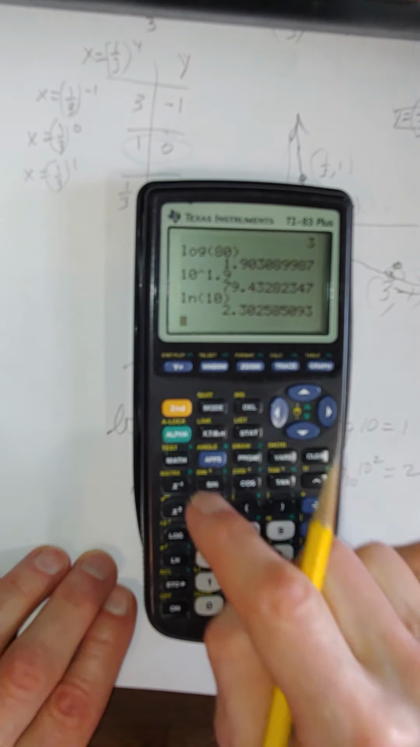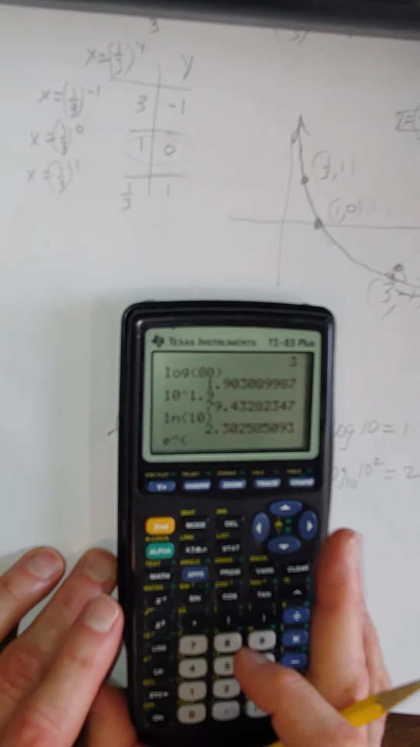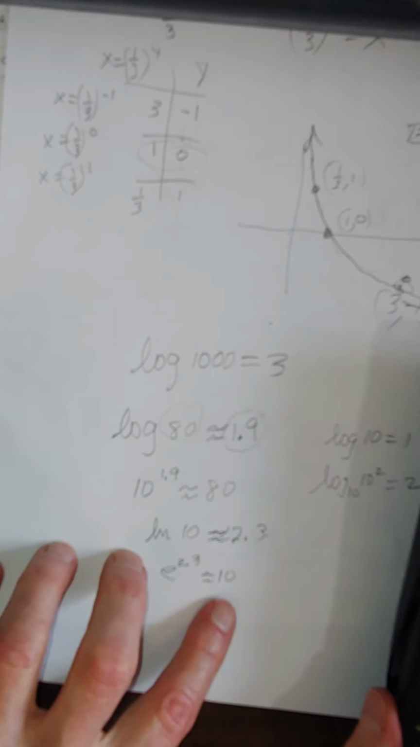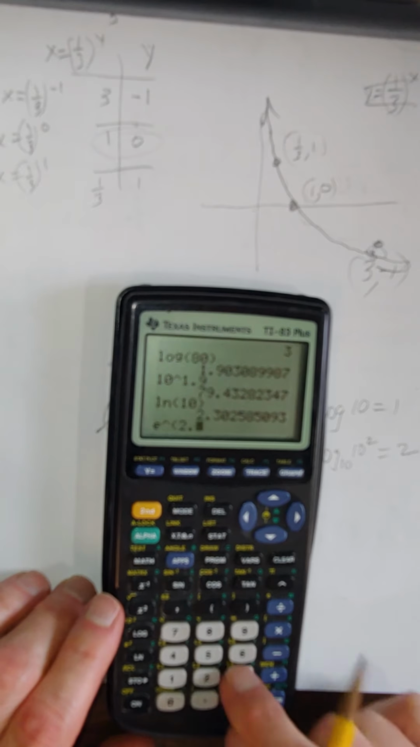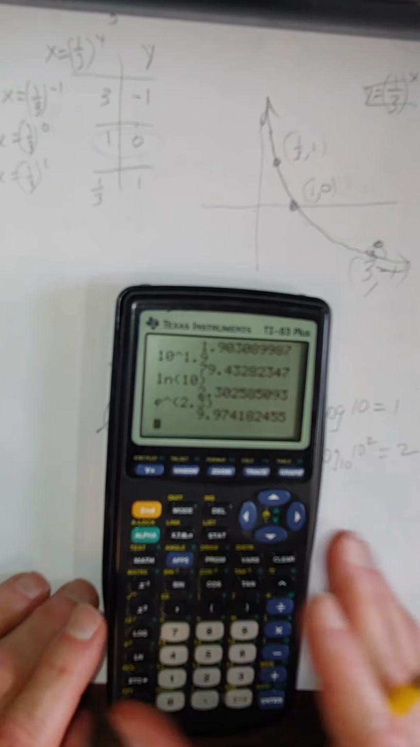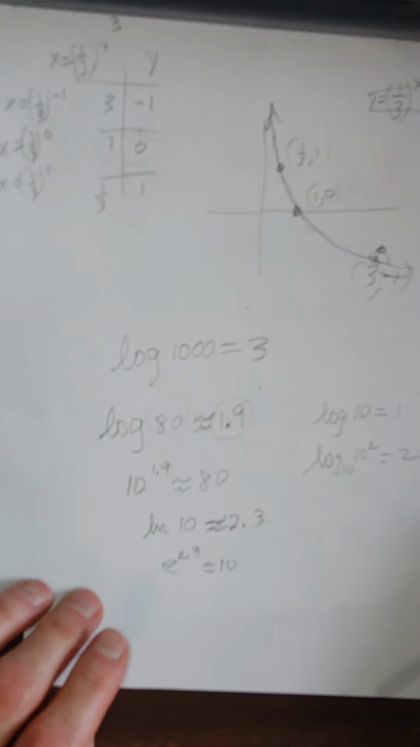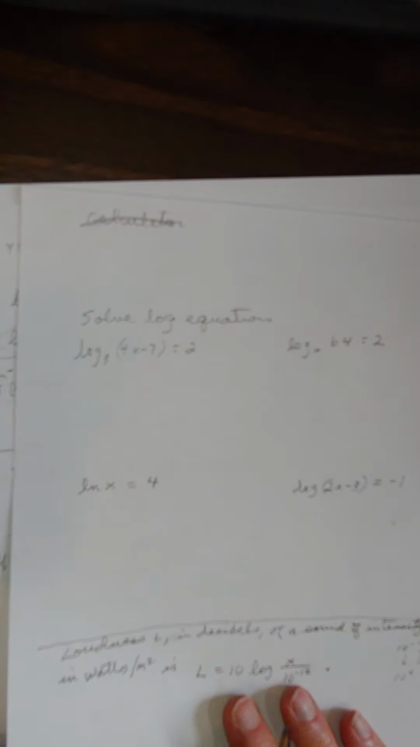Let's see. So second function, hit the ln button. That's e to a power. And then I'm going to substitute in that answer that I got, which was 2.3 approximately. So 2.3, close the parentheses, enter. See, I got 9.97. So close. But anyway, you should know how to use your calculator to take logs and to raise the powers. Okay? All right. So I did some calculator stuff.